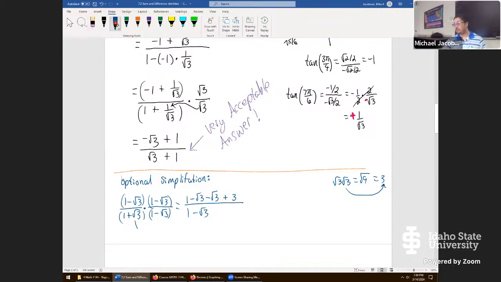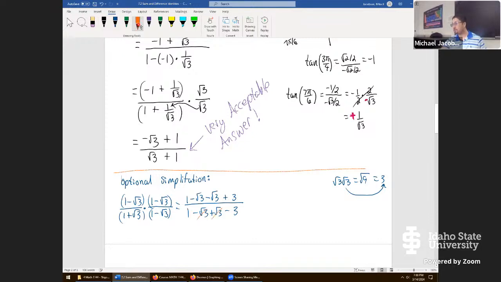Then distribute again. Here to here is plus root 3. There's always a cancellation in the middle, like you see right here when you multiply by a conjugate. And then here to here, root 3 times root 3 brings a 3 back, but it's negative 3 due to that sign, negative root 3. So that's what our denominator looks like.